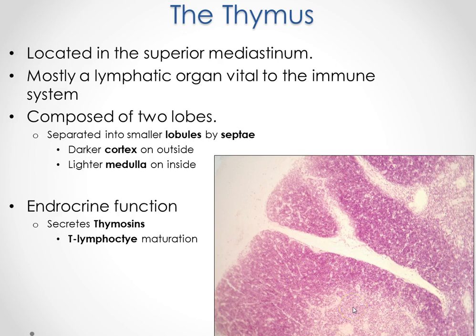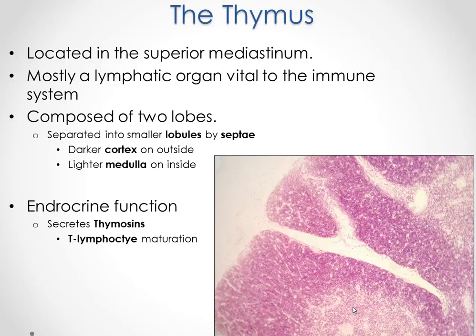Now, as far as endocrine function goes, the thymus is going to secrete a hormone called thymoxines, and thymoxines are going to play into T lymphocyte maturation. T lymphocytes are an important cell that play a role in your immune system, so the thymoxines are going to help mature these T lymphocytes so then they can help destroy any foreign substances that get into the body.